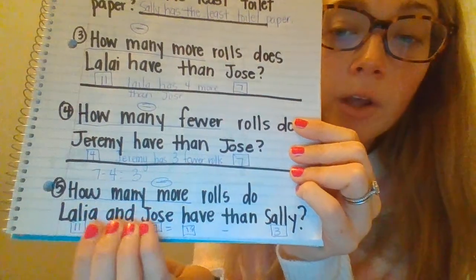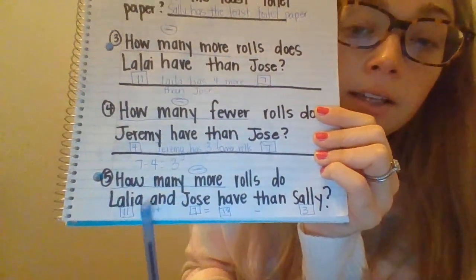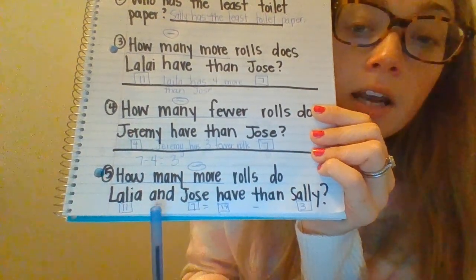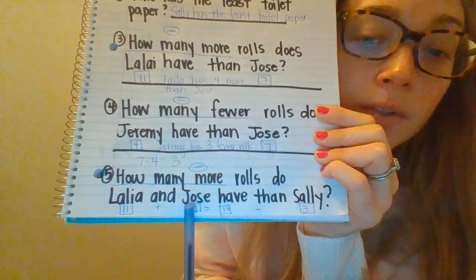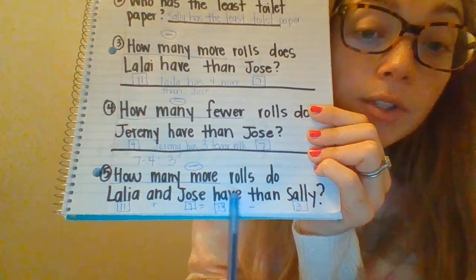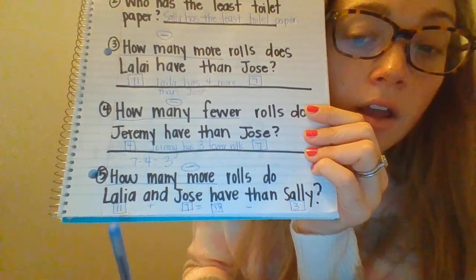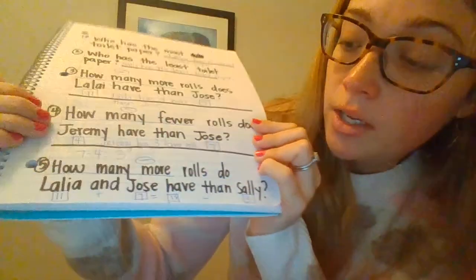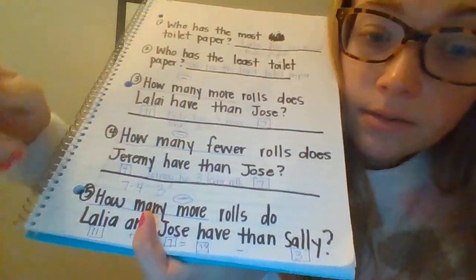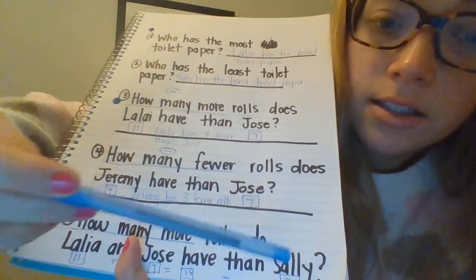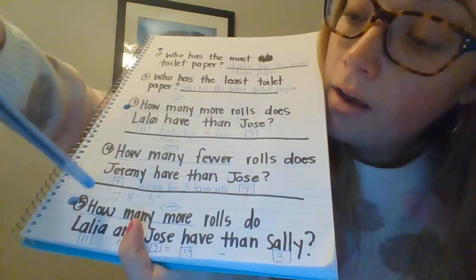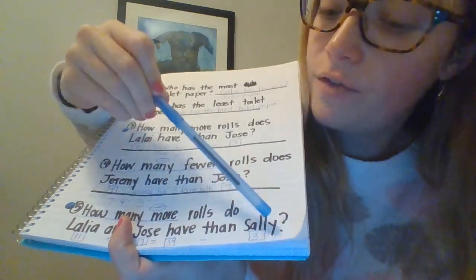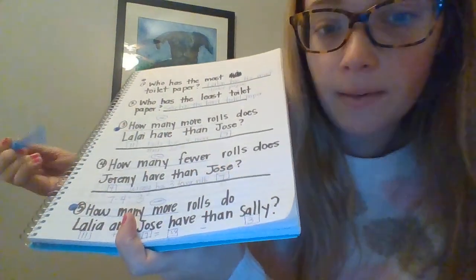But right here is where I really want you to focus. I put a box underneath Layla and put 11 because that's how many roles she has. And then I put a plus under my and Jose's. I had to add them to find the total sum or number of roles they have together. 11 plus 7, 18. So now when I think about my new equation, at the very end, 18 minus 3 is 15. So I would say Layla and Jose have 15 more rolls of toilet paper than Sally.